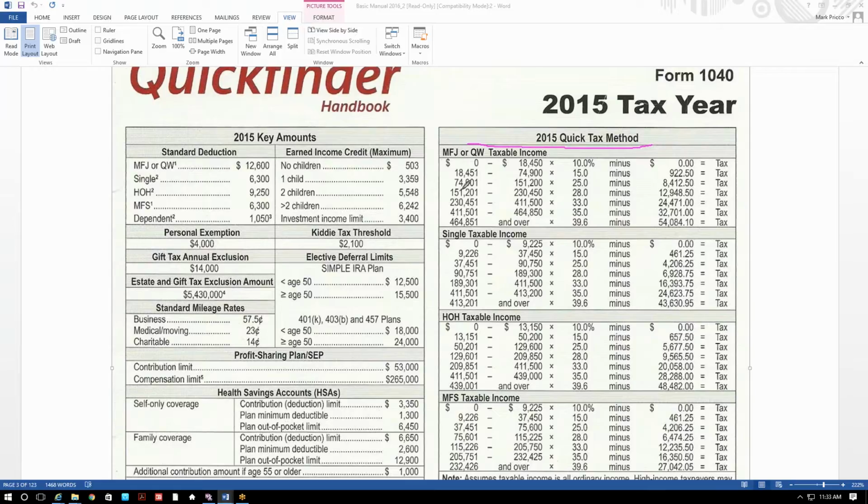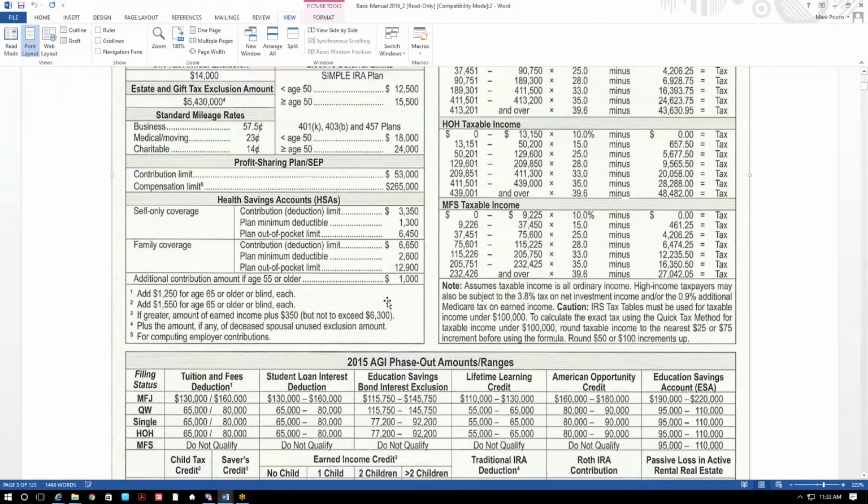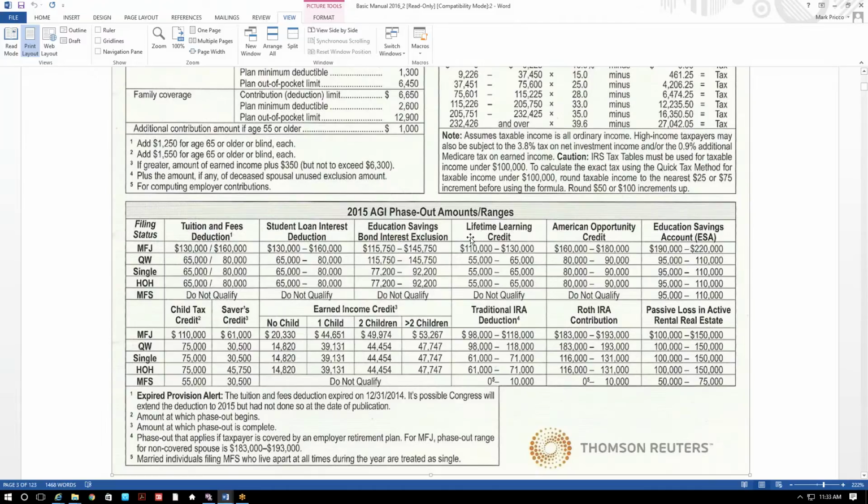Another area that I find myself going to a lot is down at the bottom here, under the phase outs. As their income goes up, a lot of times some of their credits or deductions are reduced or eliminated, and most of the time it's because of these phase outs. Say, for example, the lifetime learning credit for education, married filing joint: you can see at 110 the phase out begins, and at 130 they're not eligible for that credit anymore.